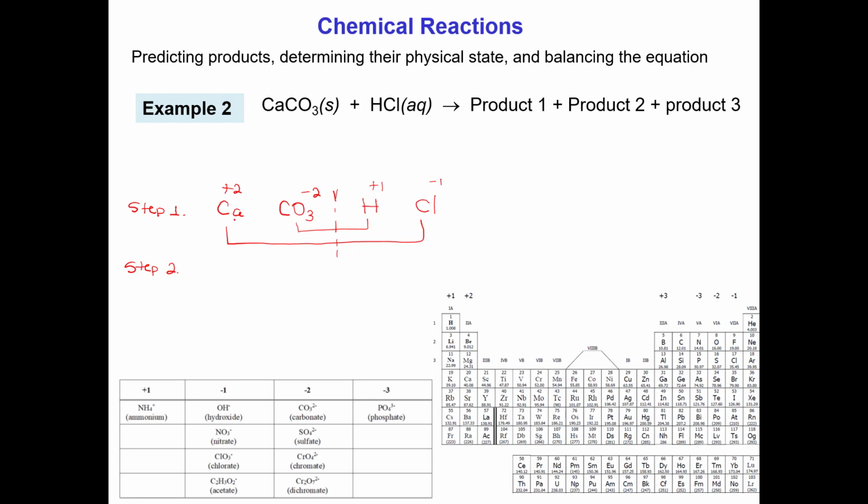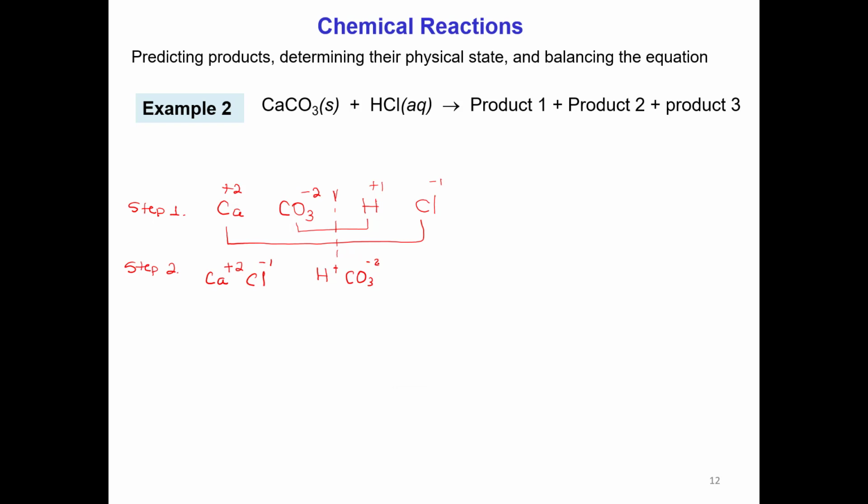Then let's start with the first one, which is calcium. We will always write first the positive charge of the metal and then the negative charge of the non-metal. In this case, it is chlorine. Here we will write first hydrogen and then carbonate, which is -2.